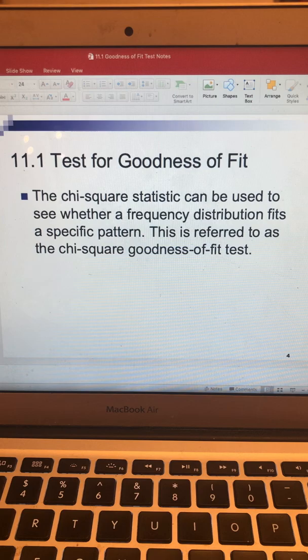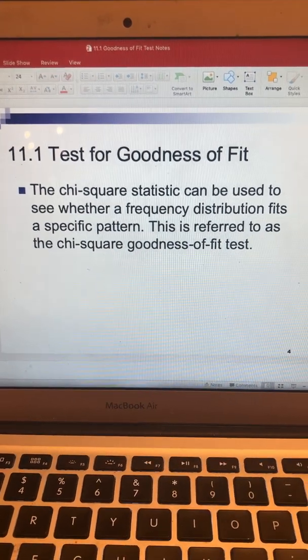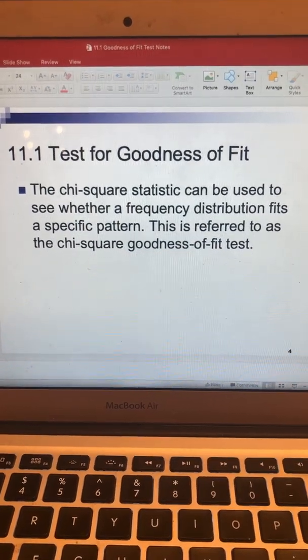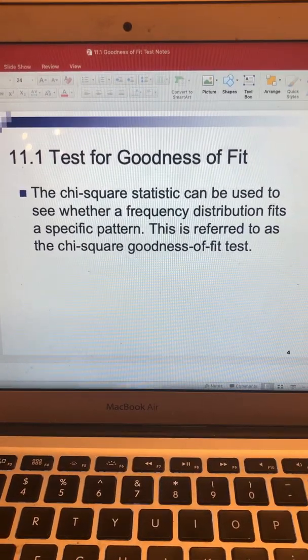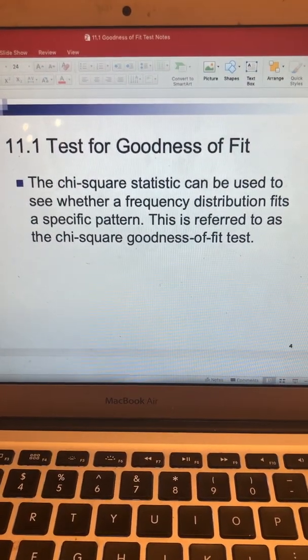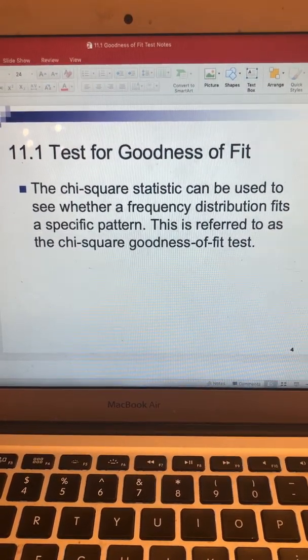So the idea here is called a test for goodness of fit. And as the screen says, we can use a chi-square statistic to test whether a frequency distribution fits into a specific pattern. And they refer to this as the chi-square goodness of fit test.